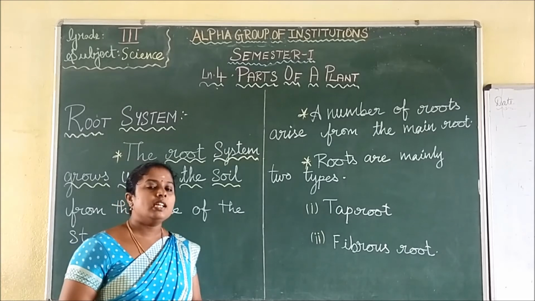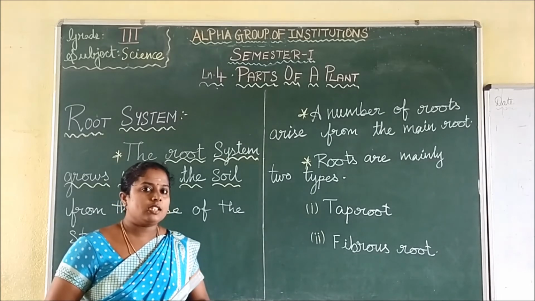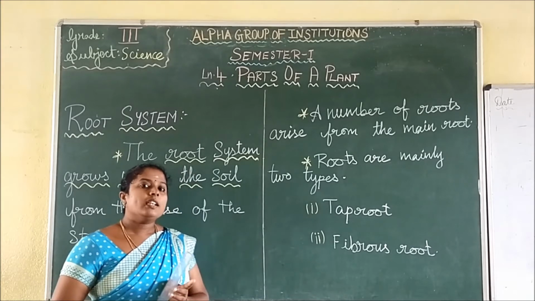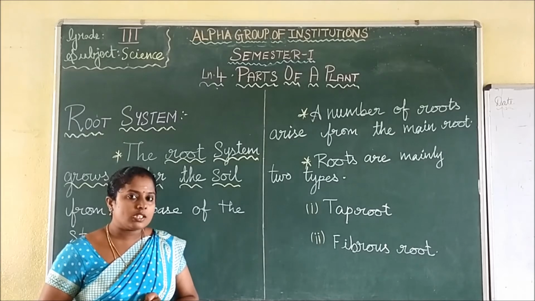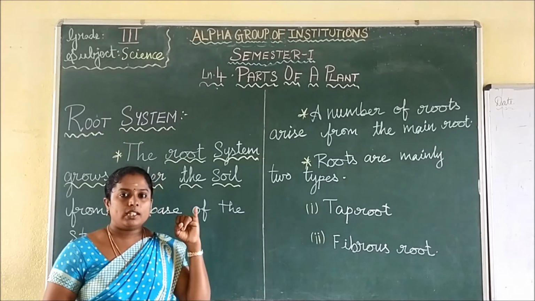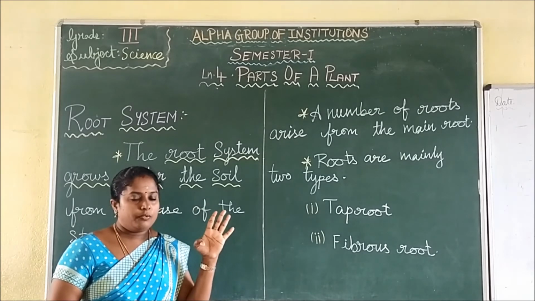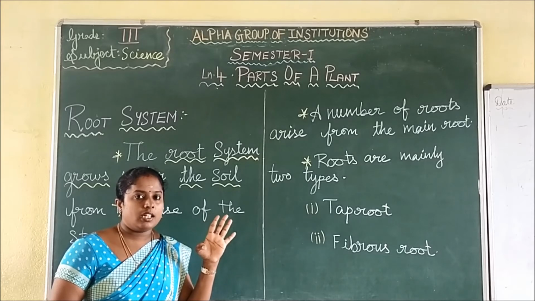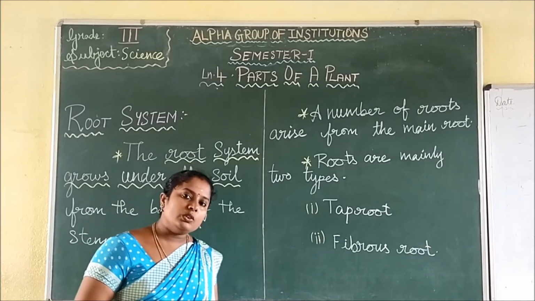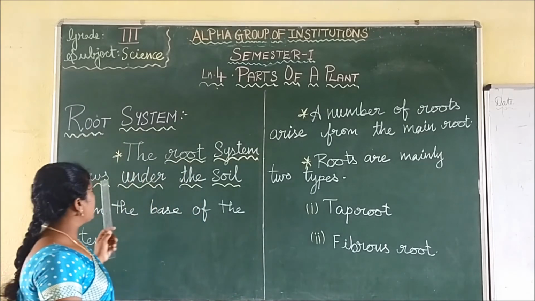It covers the stem, leaves, flowers, vegetables, and fruits. So the root system covers the roots, and the shoot system covers the leaves, stem, flowers, and fruits. Now we will discuss briefly about the root system and the shoot system. First we will see about the root system.